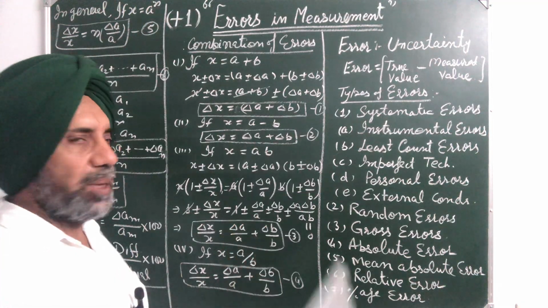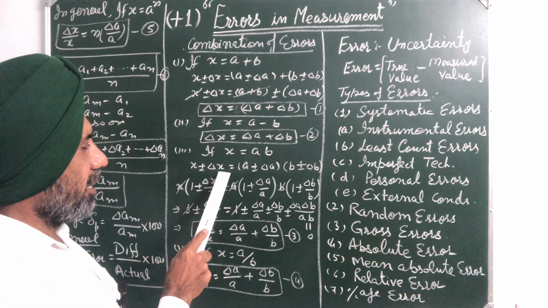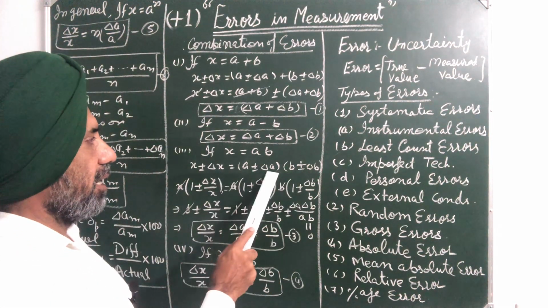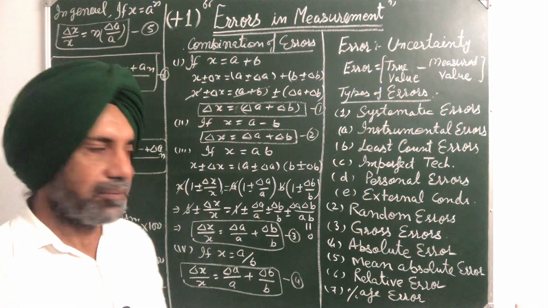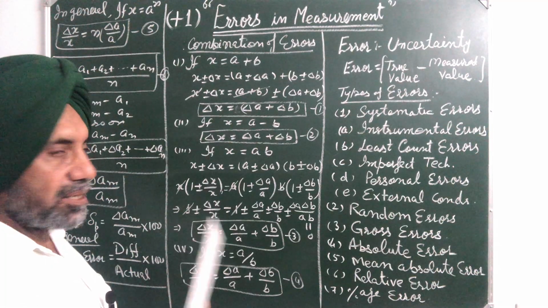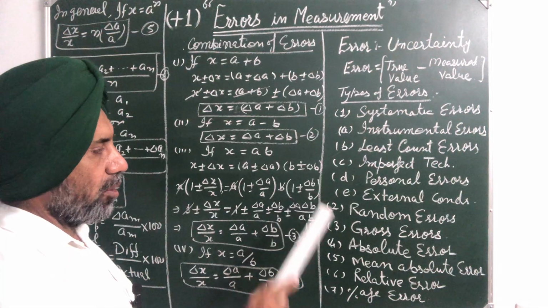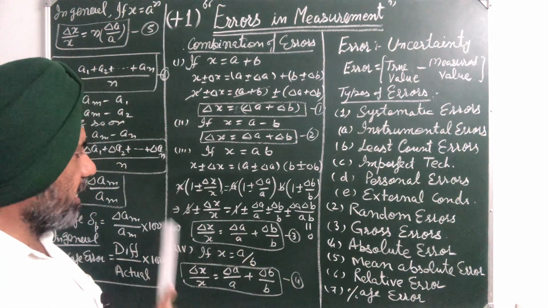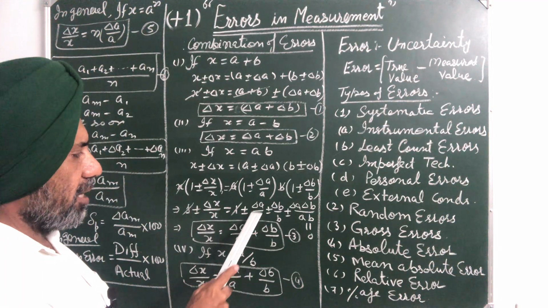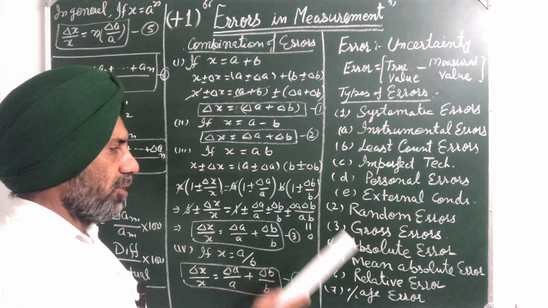If x is equal to a into b, the product of two, then x plus minus delta x will be equal to a plus minus delta a into b plus minus delta b. Here delta x, delta a, delta b are the absolute errors in x, a and b respectively. Take x common, it will be 1 plus minus delta x upon x. A common, 1 plus minus delta a upon a. B common, 1 plus minus delta b upon b. This a into b is cancelled with x because x equals ab. So 1 plus minus delta x upon x equals 1 plus minus delta a upon a, 1 plus minus delta b upon b, plus minus delta a delta b upon ab.